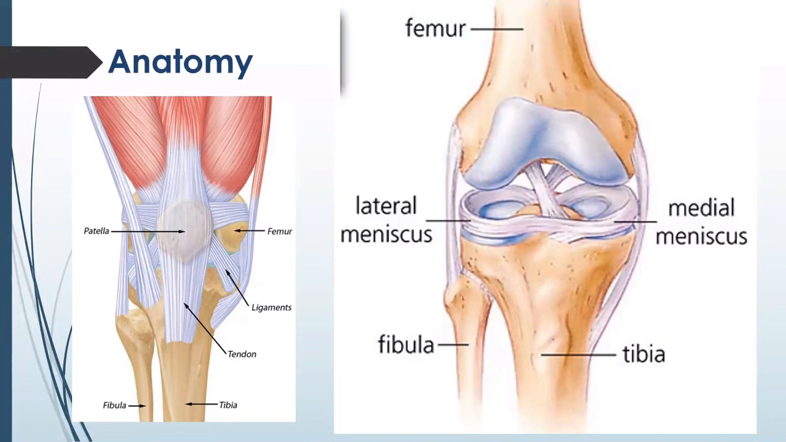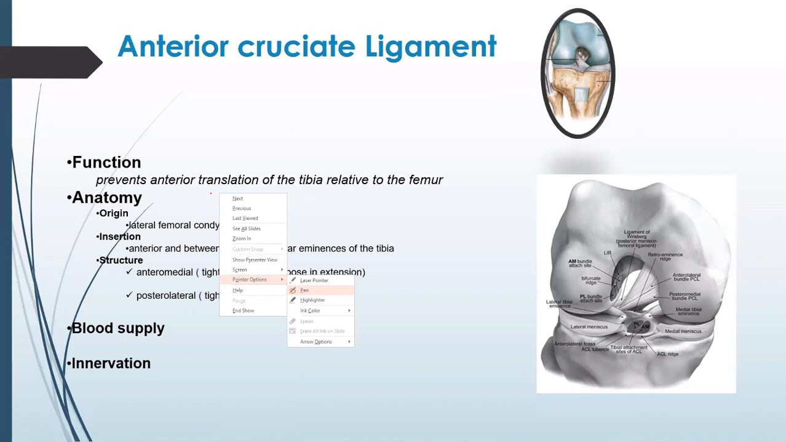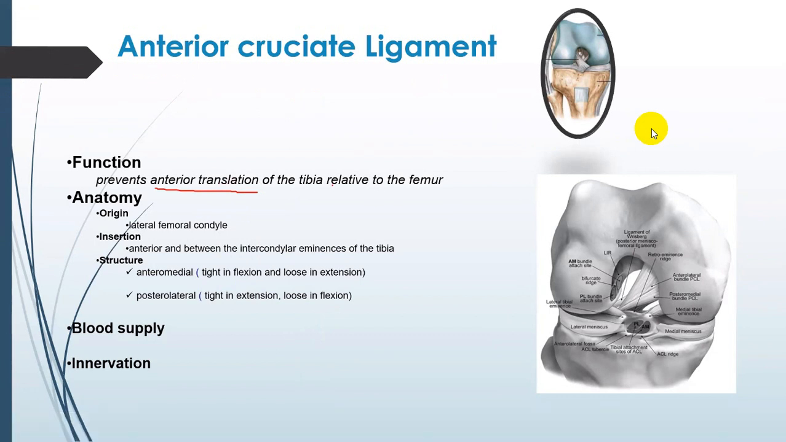Now we will go to the subjects one by one. First of all, we will start with the anterior cruciate ligament. The main function of the anterior cruciate ligament is that it prevents anterior translation of the tibia over the femur. And some kind of questions may come. If you prevent anterior translation of the tibia over the femur, it is the posterior translation of the femur over the tibia. So don't mess up with this kind of questions.